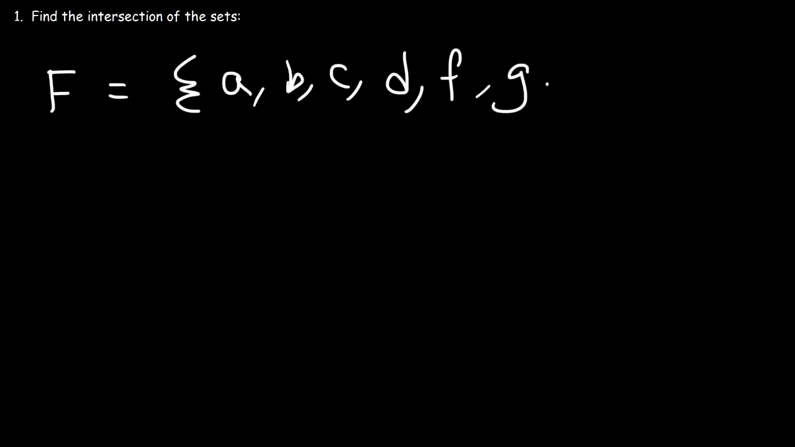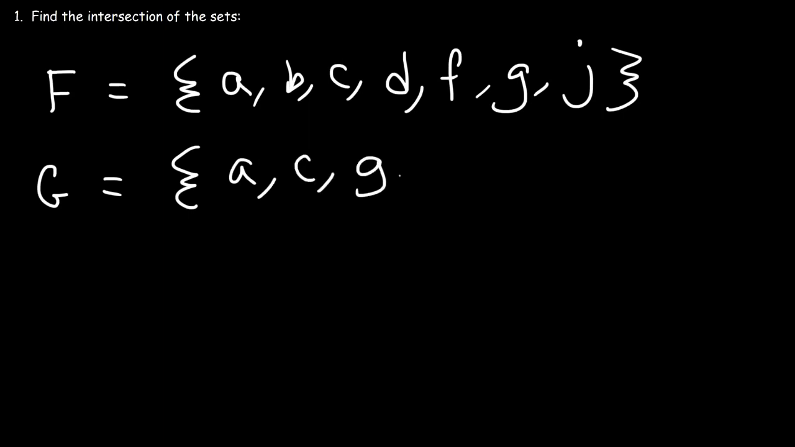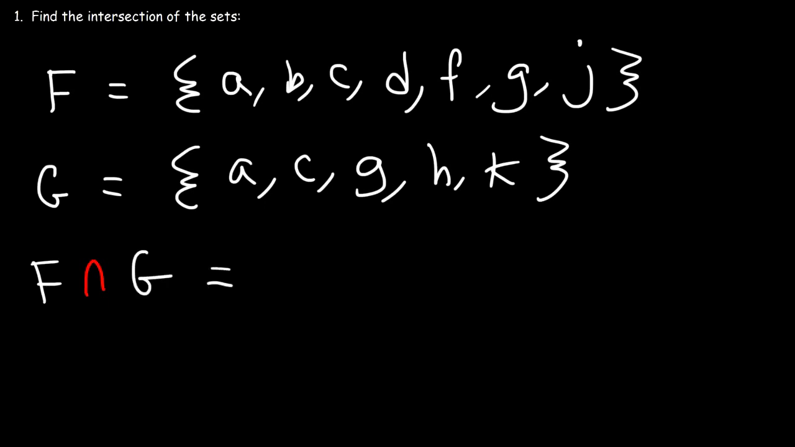Let's try another example. Let's say set F contains the elements A, B, C, D, F, G, and J. And set G contains the elements A, C, G, H, and K. So what is the intersection between sets F and G? So feel free to take a minute and try it.